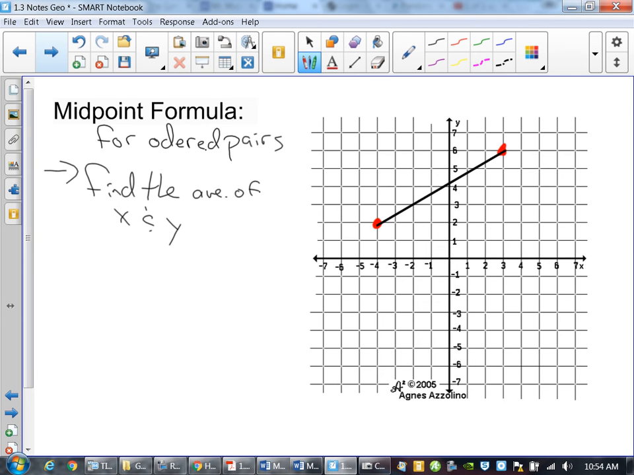When you have a set of ordered pairs, remember how we labeled them before? We'd say it was like x sub 1, y sub 1, x sub 2, y sub 2. Does that say one, or what does that say? Average.